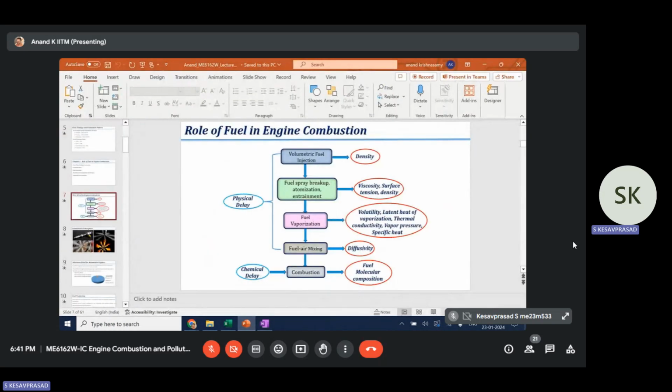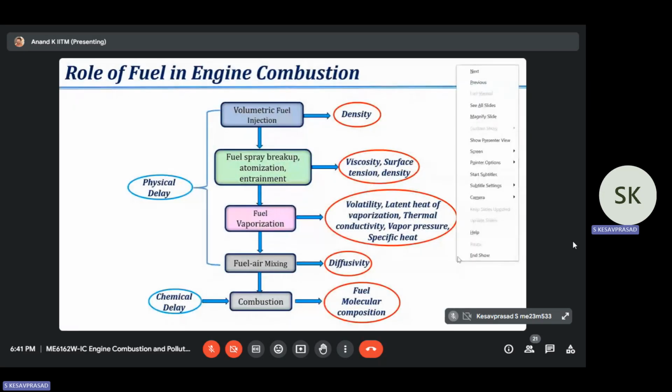Generally you will be surprised to know that most of the time the chemical delay time will be more compared to the physical delay time. All this process generally takes place quickly in a typical diesel engine because of favorable in-cylinder conditions. The fuel will get into the ignitable range so quickly, meaning that the physical delay time is generally less compared to the chemical delay time.